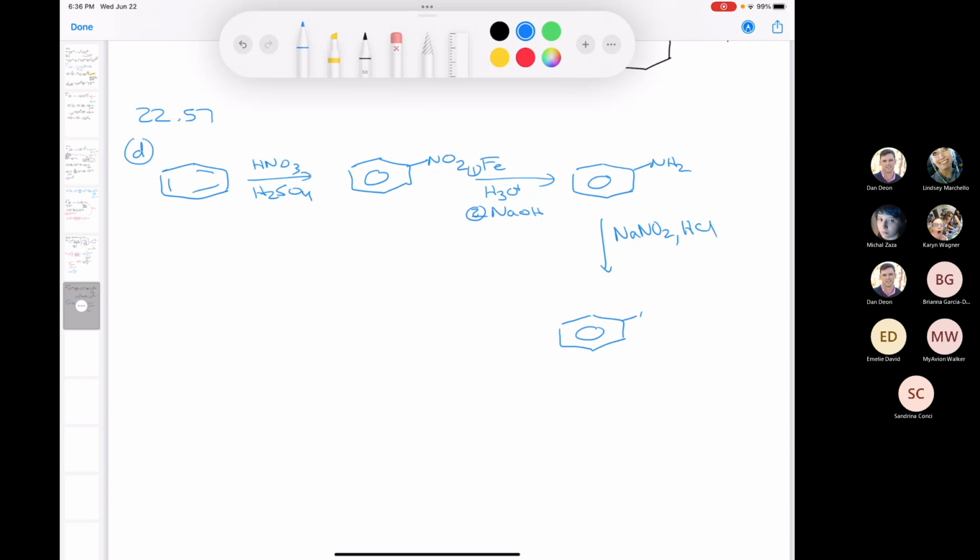So let's write out the Lewis structure of our diazonium ion like this. And the last part is to treat it with copper(I) cyanide. That is going to give us benzonitrile. So we end up with this compound, which is called benzonitrile. We covered nitrile nomenclature in the carboxylic acids chapter.